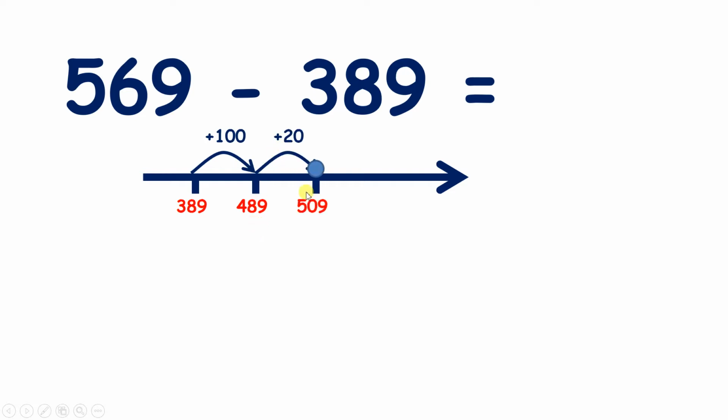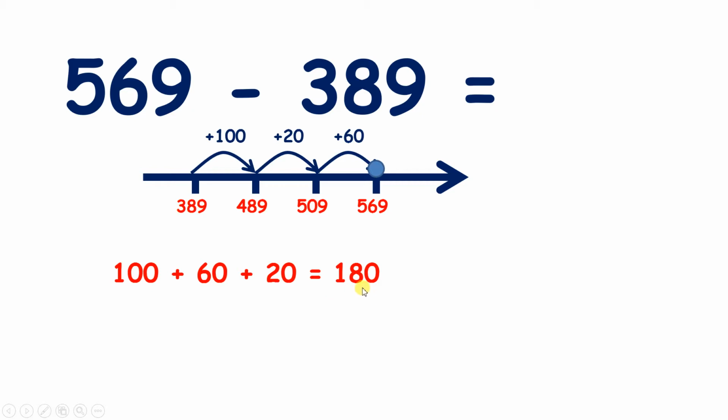If we add 2 tens, or 20, that takes us to 509. And now how many more tens do we need to add to get to 569? We need 6 tens. So we added 100 and 60 and 20. 60 and 20 make 80, so altogether we added 180. So 569 minus 389 equals 180.